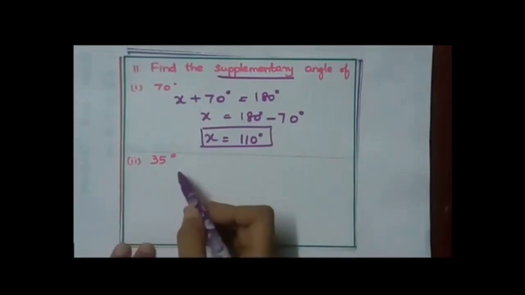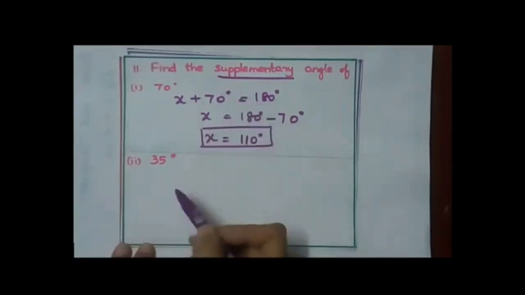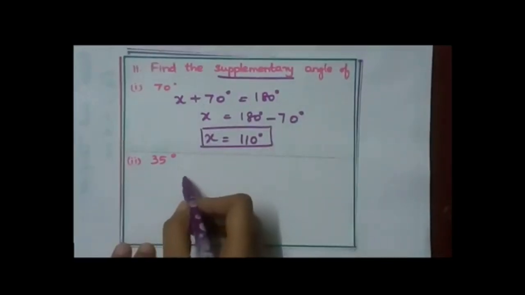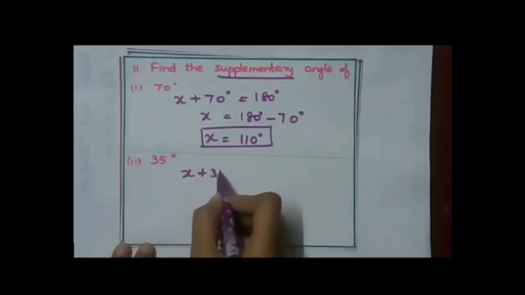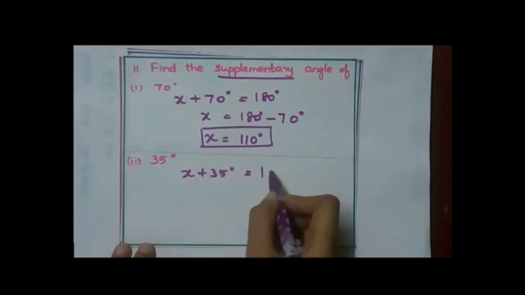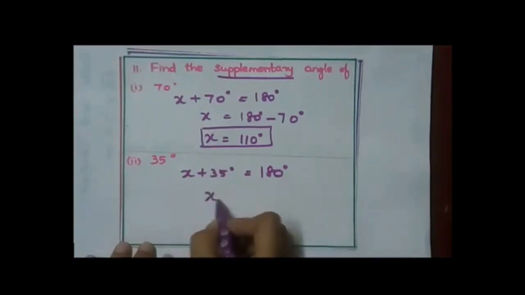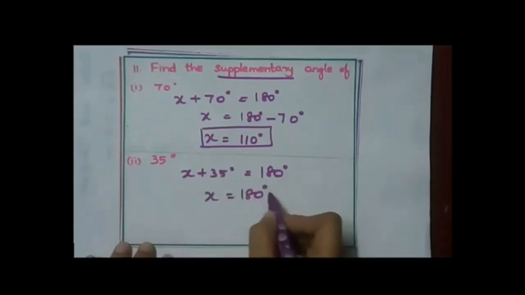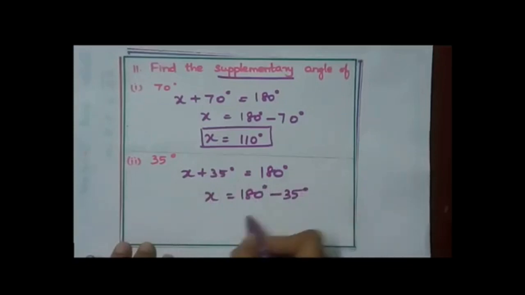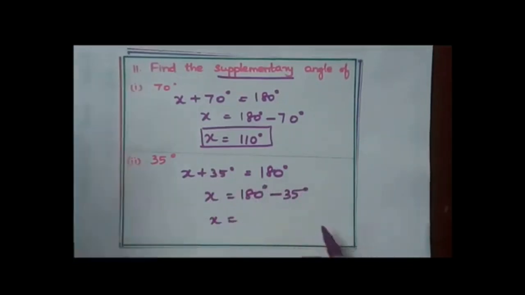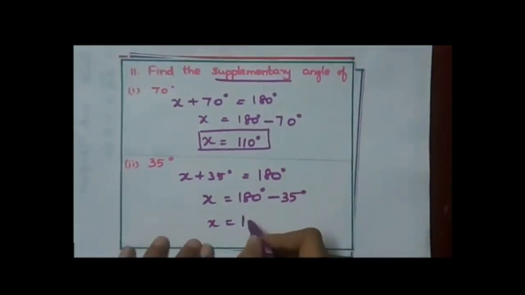Next sum. Same problem, you have to find the supplementary angle of 35 degree. So x plus 35 degree equal to 180 because the question is supplementary. You have to subtract this 35 from 180. So you will get 180 minus 35 degree will be 145 degree.